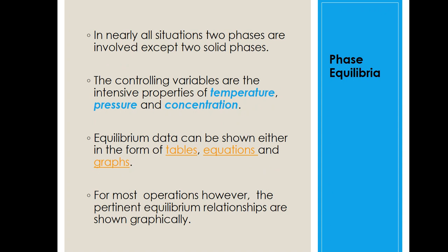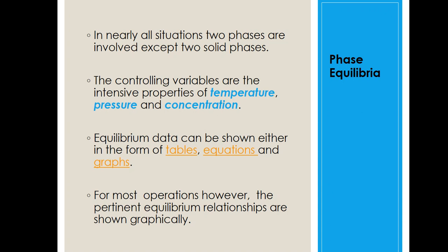Now in nearly all situations, two phases are involved, except in the case where we are contacting two solid phases. Now, in the usual case, and in almost all separation processes, the controlling variables are the intensive properties: temperature, pressure, and concentration.